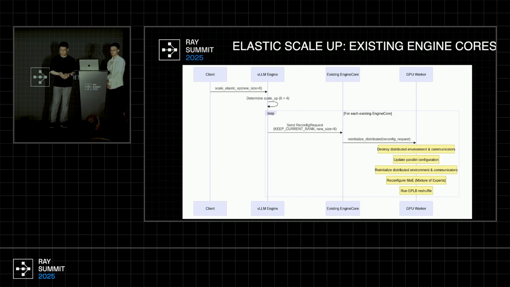When the vLLM engine first receives the request, it will forward this request to all the existing engine cores. And then the existing engine cores would trigger the reinitialization on all the GPU workers. The GPU worker would do a bunch of things, basically to reset up the environment to adapt to this new EP size. It will first destroy the old distributed environment and the communicators, and update the parallel configuration. And then it reinitializes the distributed environment and the communicators. It also reconfigures the MoE, and finally runs the EPLB reshuffle.